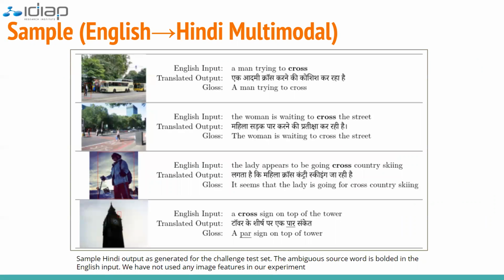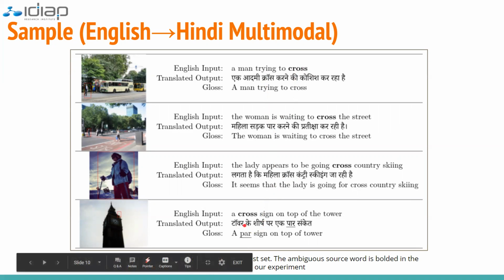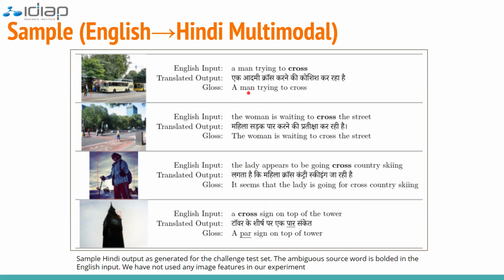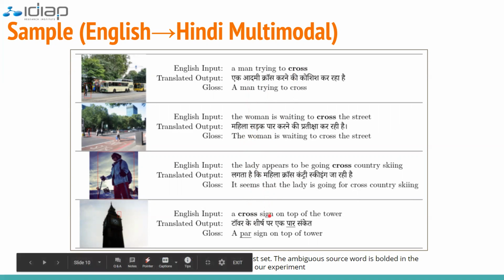Here we are giving some samples for English to Hindi multimodal. As you can see, we have taken some sentences containing ambiguous words like cross. In many instances, our MT system was able to translate them properly, but for some instances our MT system fails. We want to mention that we have not used any image feature, we have used only textual features. So maybe adding image features could resolve such ambiguity.